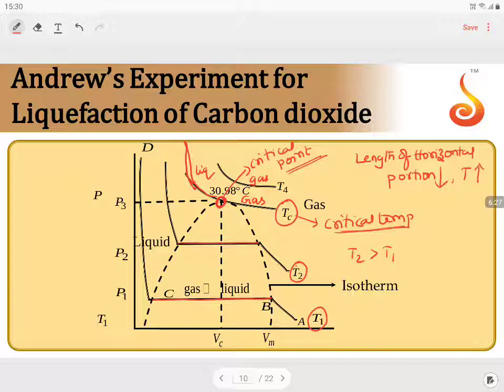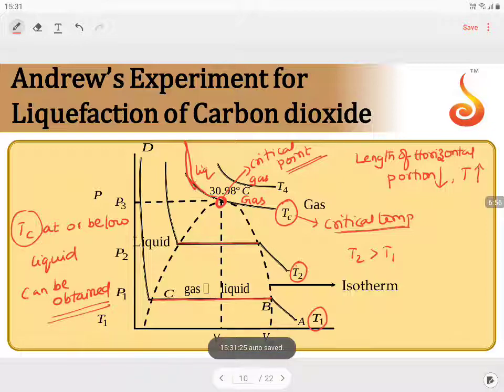There will be no liquid formation, and this is the curve called Andrews experiment curve. At or below the critical temperature, liquid formation is possible. Liquid can be obtained, but above Tc it is not possible to achieve those conditions. This is Andrews experiment.